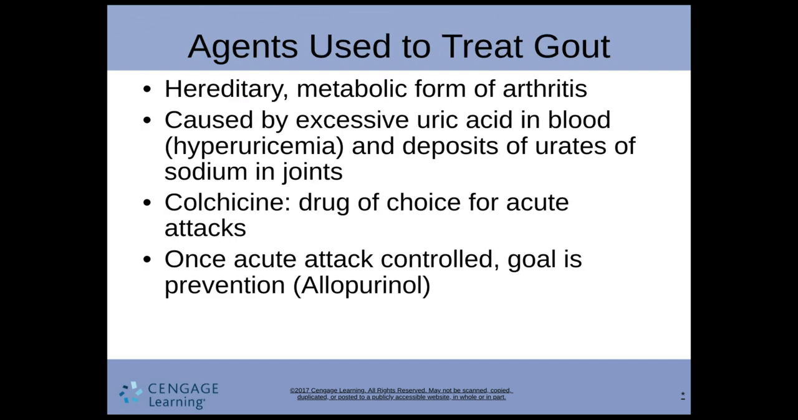Agents used to treat gout. So gout is hereditary. We talked about that when we talked about joints. It's a metabolic form of arthritis. It's caused by excessive uric acid in the blood, or hyperuricemia, and deposits of urates of sodium in the joints.